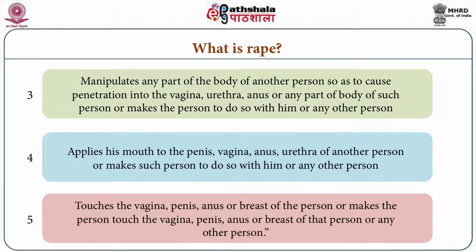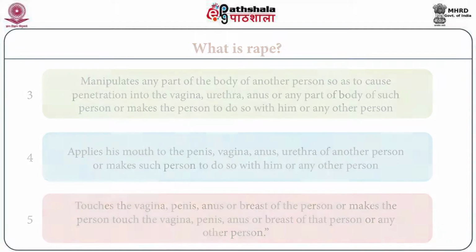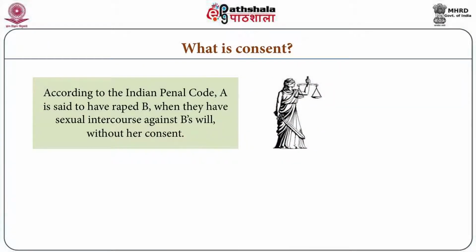So what I've described, and why I read it in this way, is that everything that is defined as sexual assault is essentially what? Basic sexual activity. So how do you get from basic sexual activity to rape? And to understand how that happens, the concept of consent is crucial. So what transforms basic sexual activity into an act of assault or rape is that consent was not given. According to the Indian Penal Code, A is said to have raped B when they have sexual intercourse against B's will. In other words, if B has not given consent.